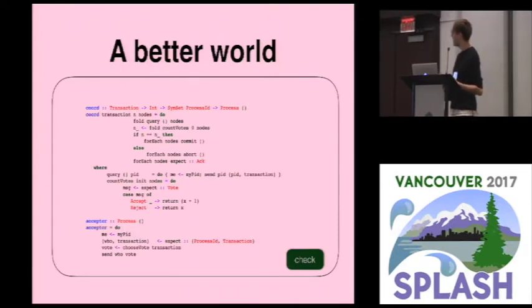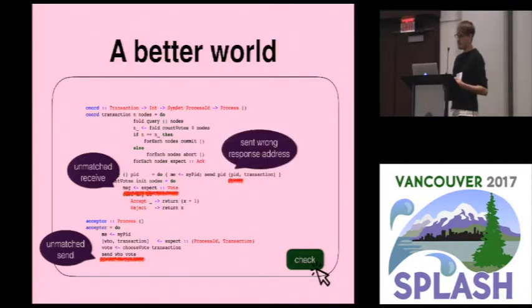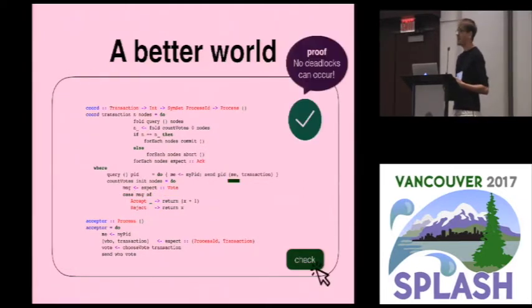So you're writing your program, and you have this little check button. If you click it, it's going to tell you all sorts of things that are wrong with your program. For example, you have here an unmatched receive and a send that goes off into nowhere. Then when you inspect the code, you see that you made a mistake: you were sending out a return address for the other process to reply to, but you didn't send your own address, but somebody else's.